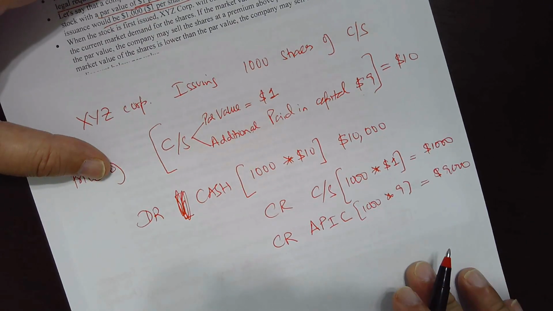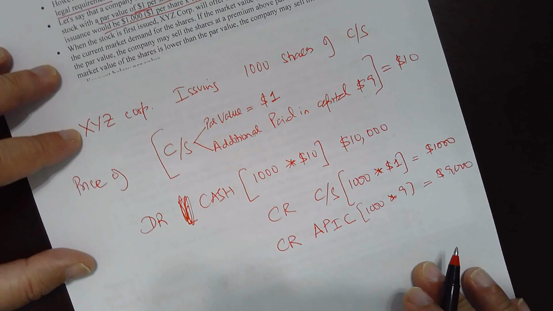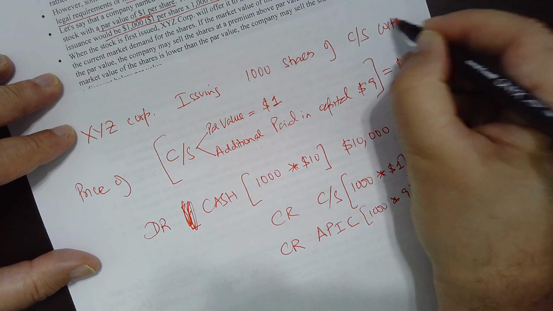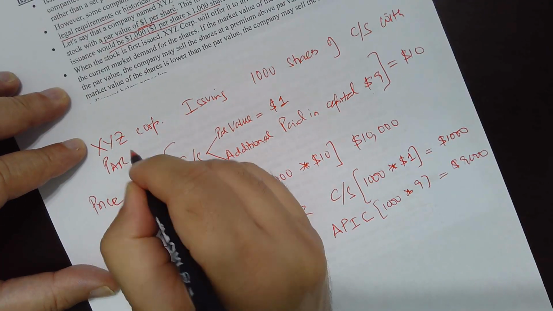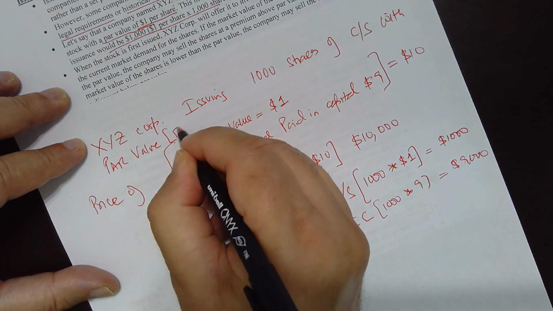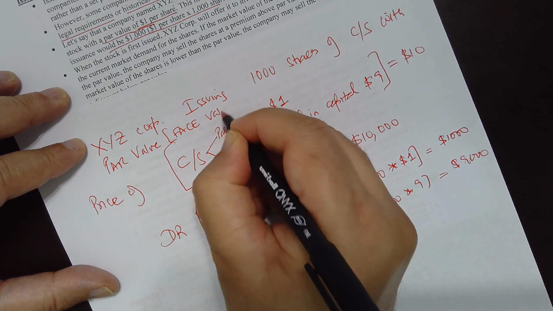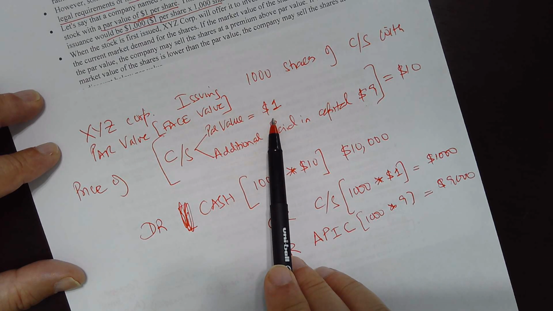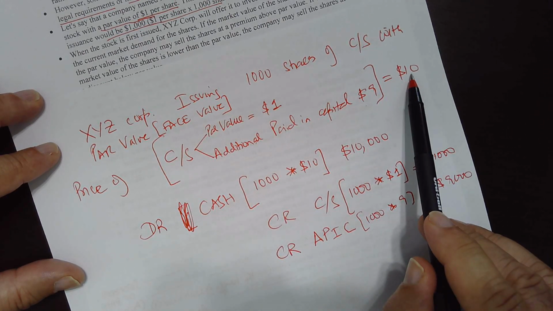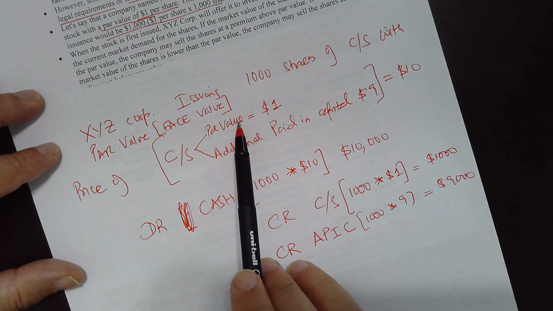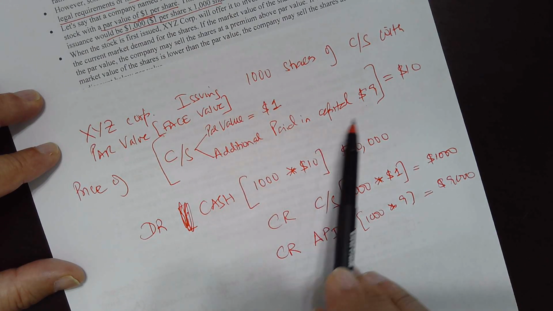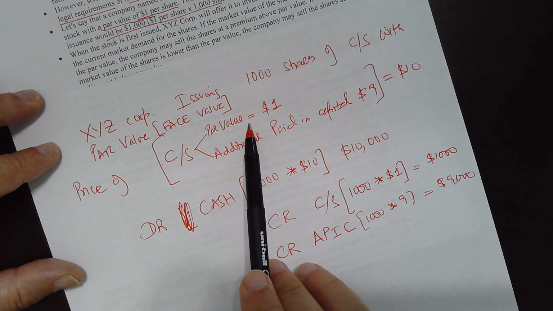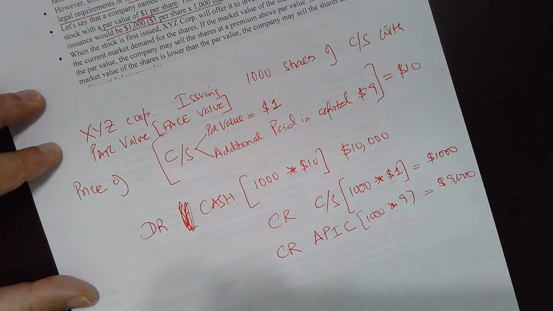So we have created two accounts because we are issuing 1,000 shares of common stock with par value, and the par value is the same as face value. So what we are saying is that the face value of our common stock is $1, but the price that we are receiving is $10. So people are willing to pay $9 extra for a common stock that has a face value of $1.